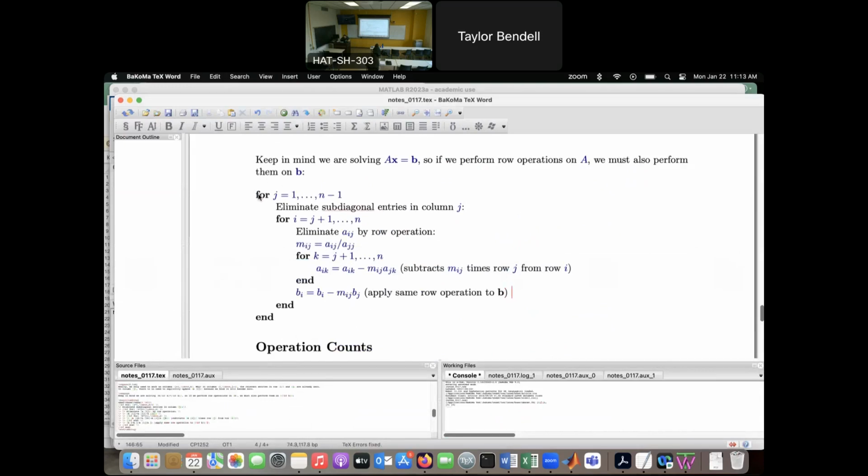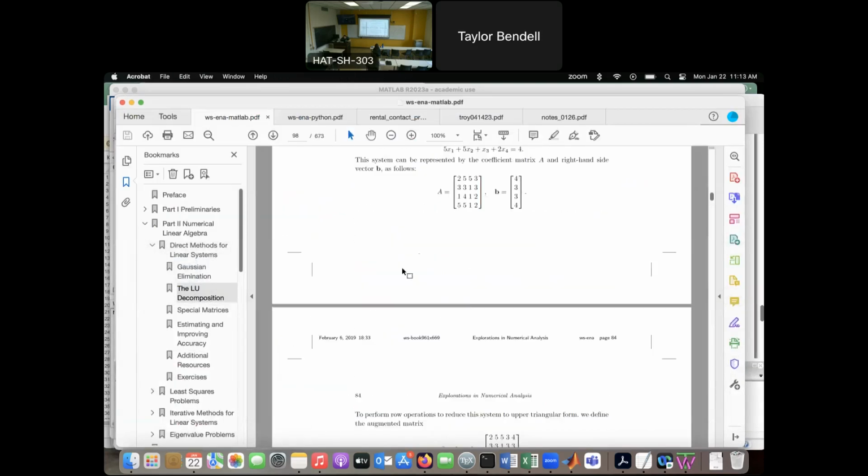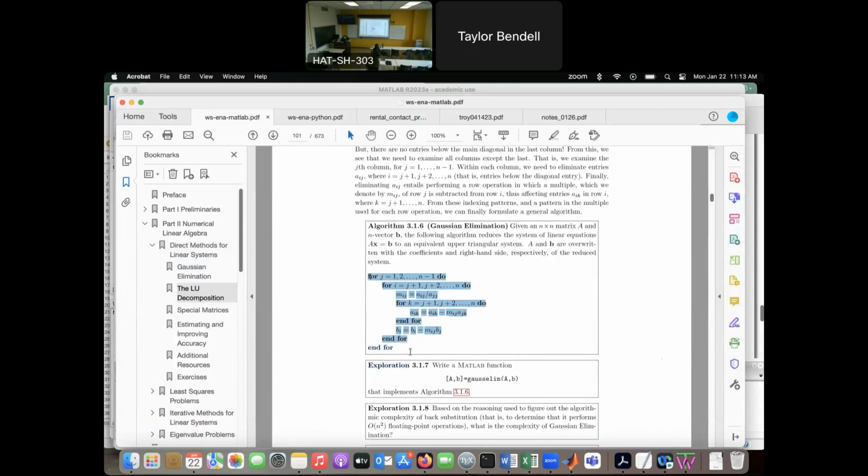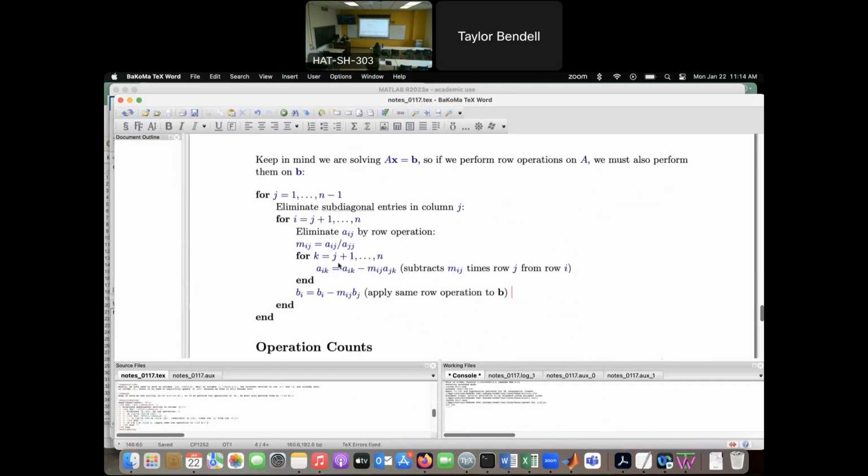So this is the algorithm that's presented in the text in section 3.1 for Gaussian elimination. So it's exactly this right here. What this does is the upper triangle of A and the whole vector B are overwritten with the result of performing these row operations in Gaussian elimination.